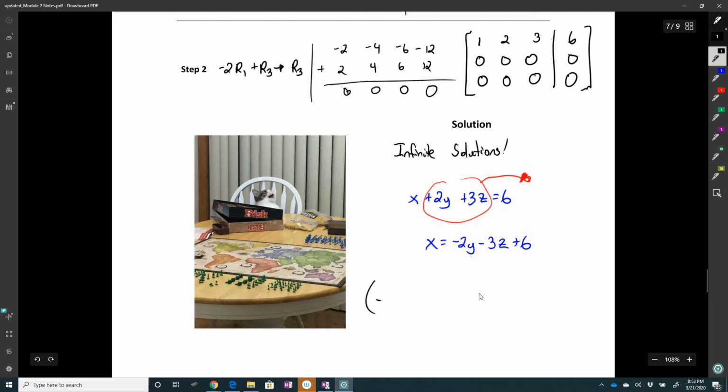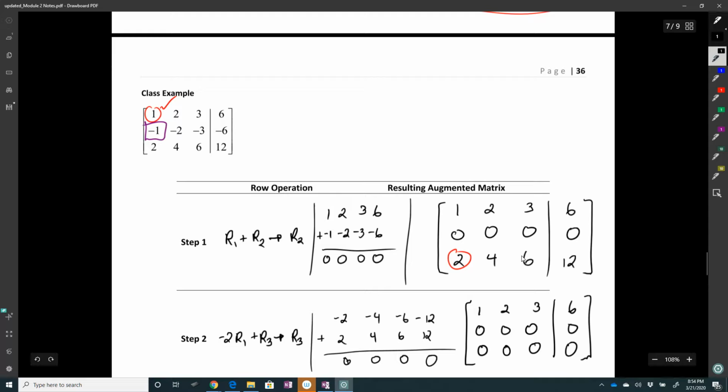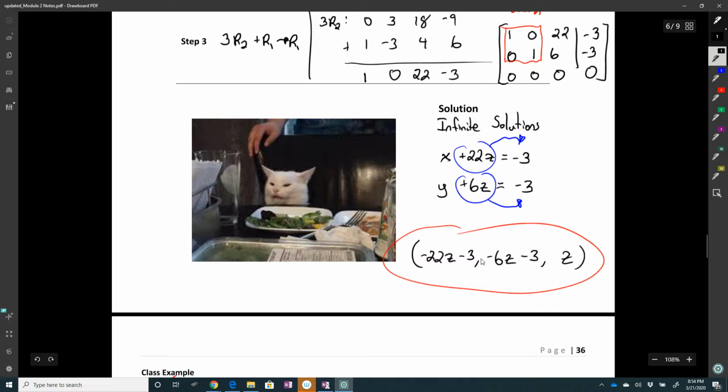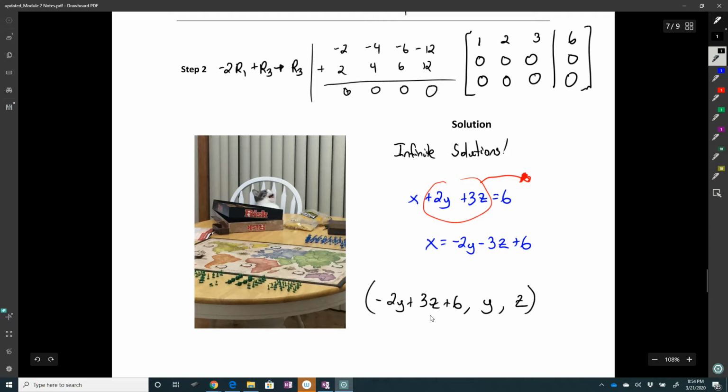And here, y can be anything and z can be anything. So in the previous two examples, the only free variable, meaning that it could be whatever it wanted to be, was z. x and y had no choice but to follow an equation. But in this third example, y and z can be anything, and x has to follow an equation. All right, so you're going to see those examples on the homework.